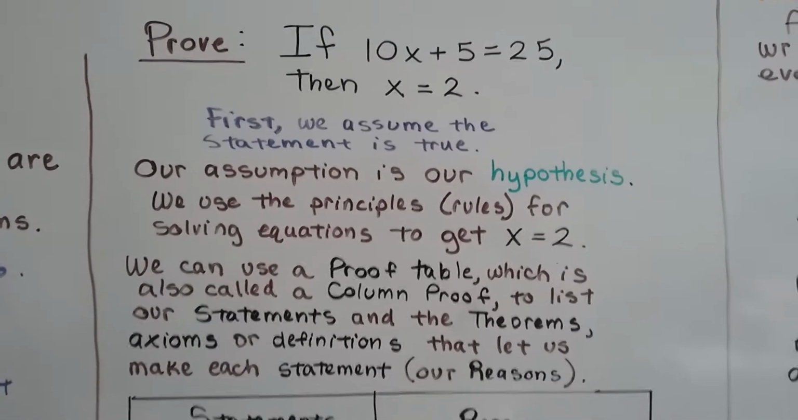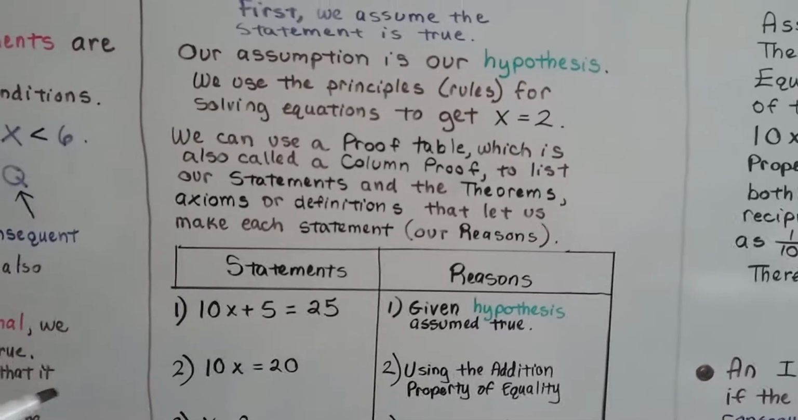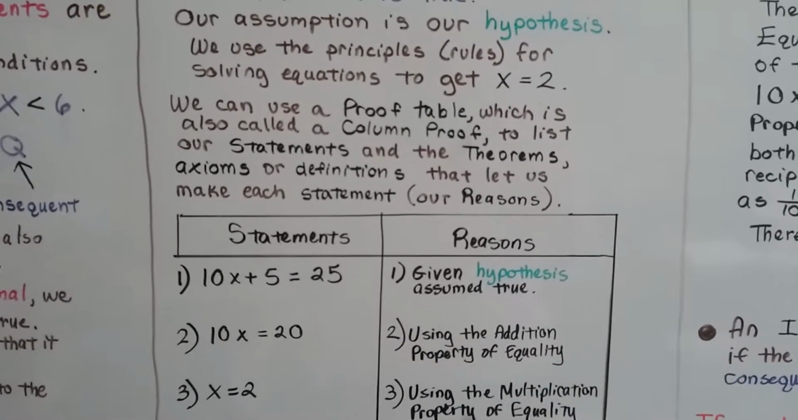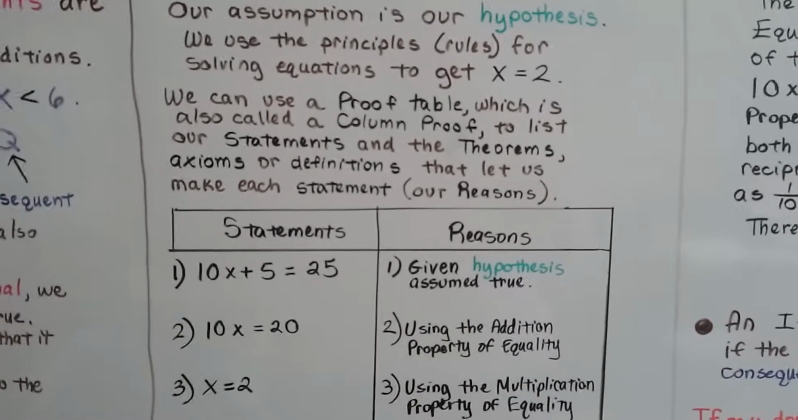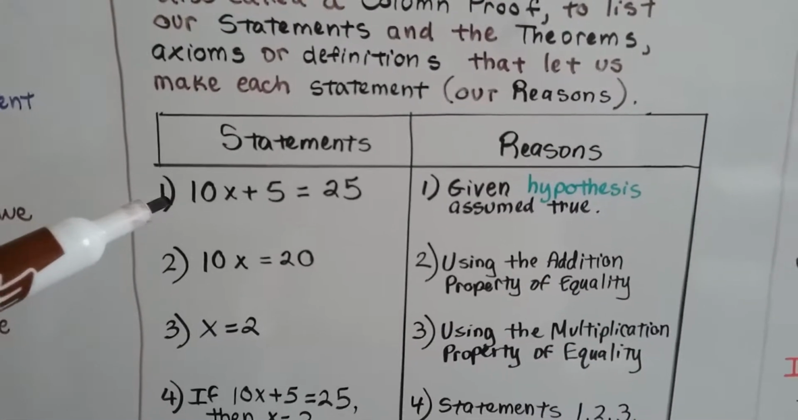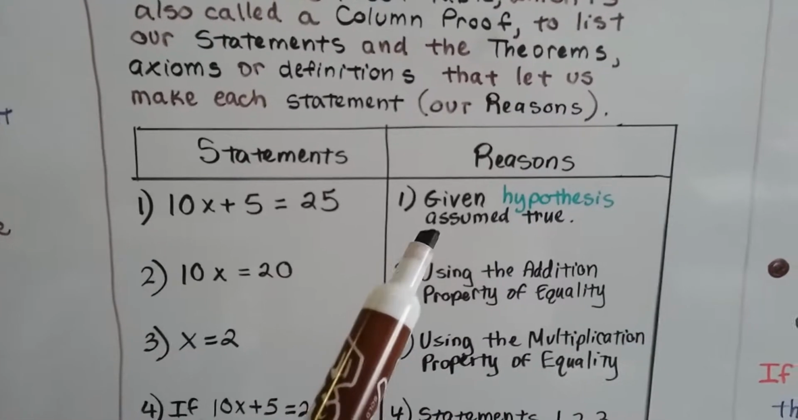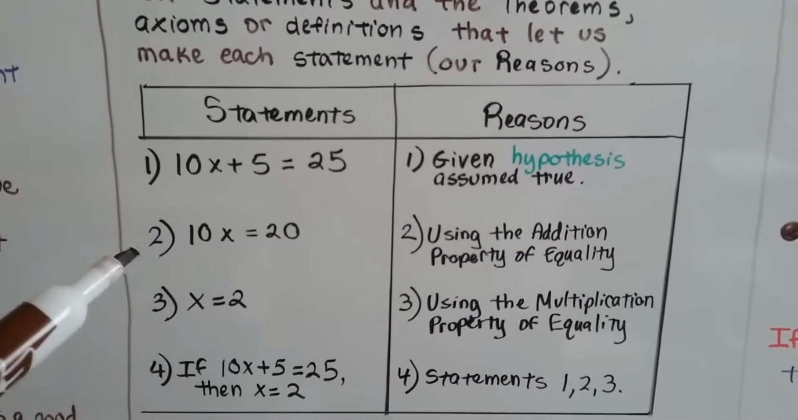We can use a proof table, like this, which is also called a column proof, to list our statements and the theorems, axioms, or definitions, principles that let us make each statement, our reasons. So, number 1, we have 10x plus 5 equals 25. Well, that was given, and that's our hypothesis that we're going to assume is true.